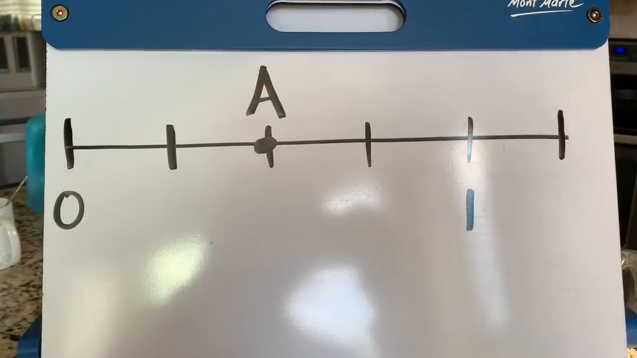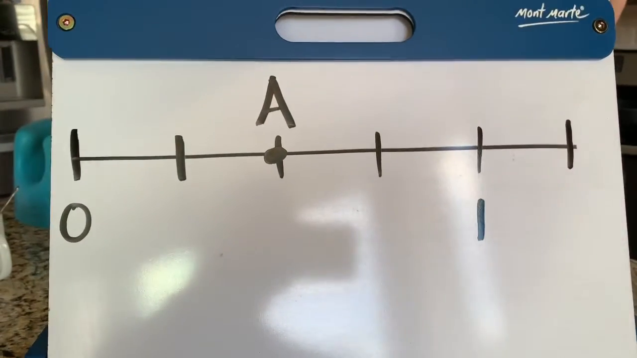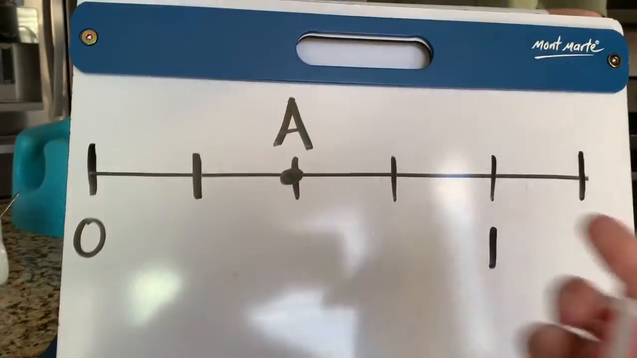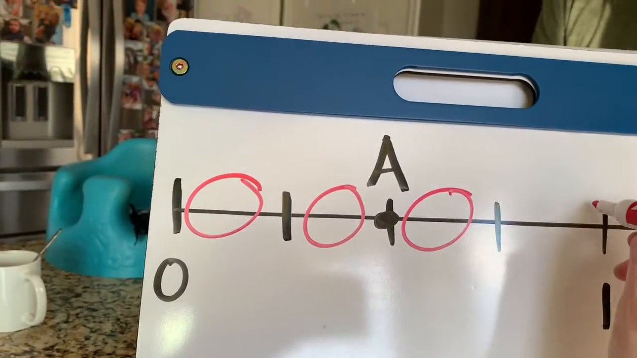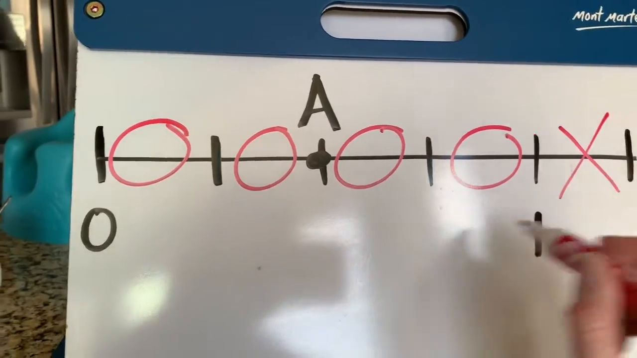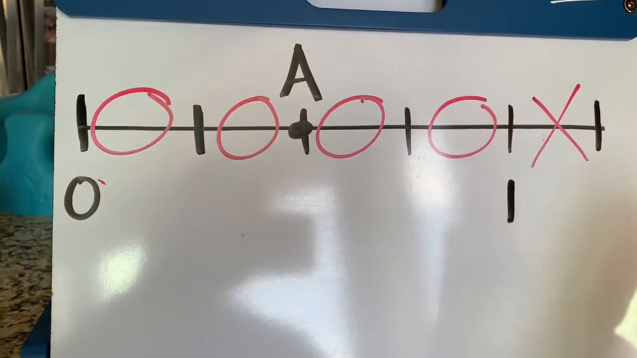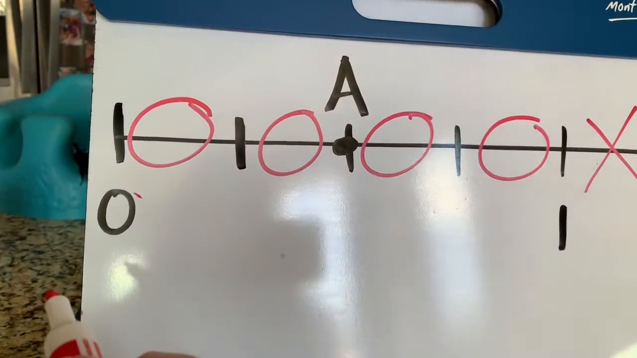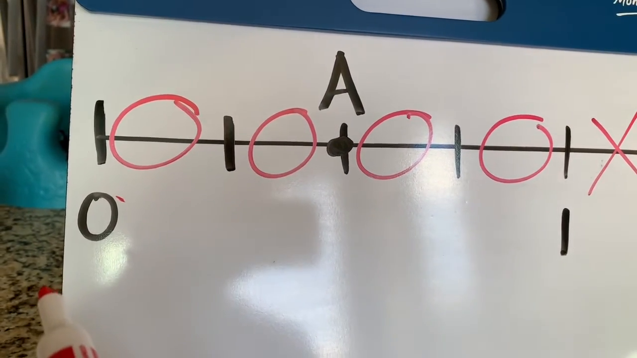Now I'm not done yet. What do I do first? Count the spaces. So I've got 1, 2, 3, 4. Remember, I don't count this space because I only look at 0 to the 1. Now I ask myself, if there are 4 spaces, where does that number 4 go?